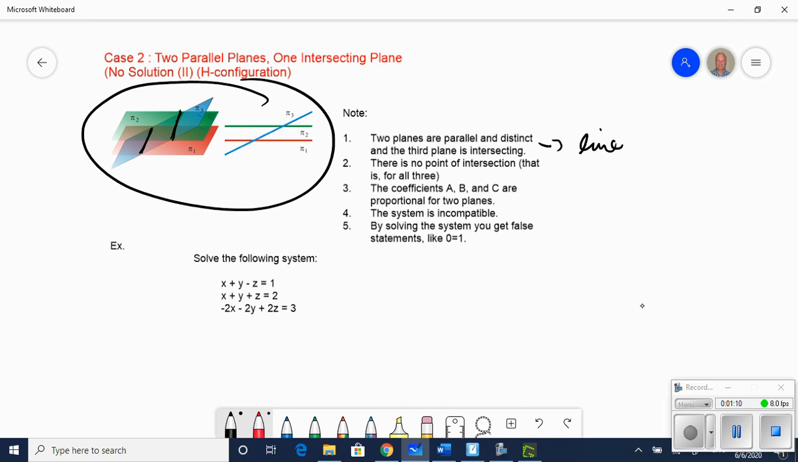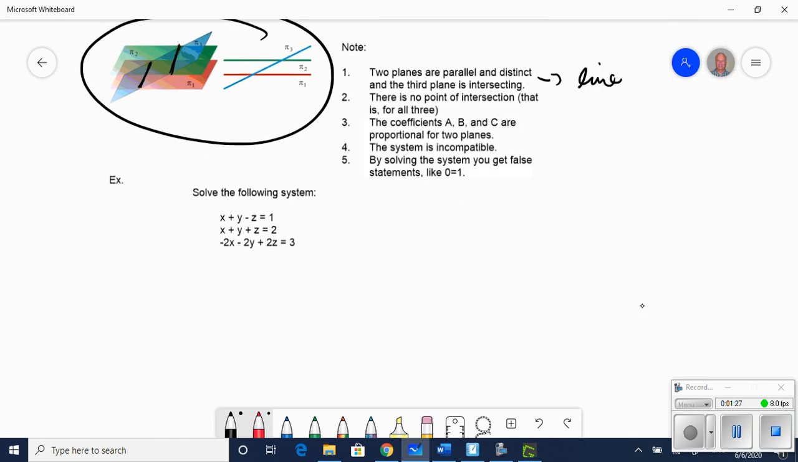So there's no point of intersection for all three, right? The coefficients are proportional for the two planes, but for the third plane, the proportion falls apart. The system is said to be incompatible, and when we solve the system, we get a false statement. So let's jump right in and solve these.